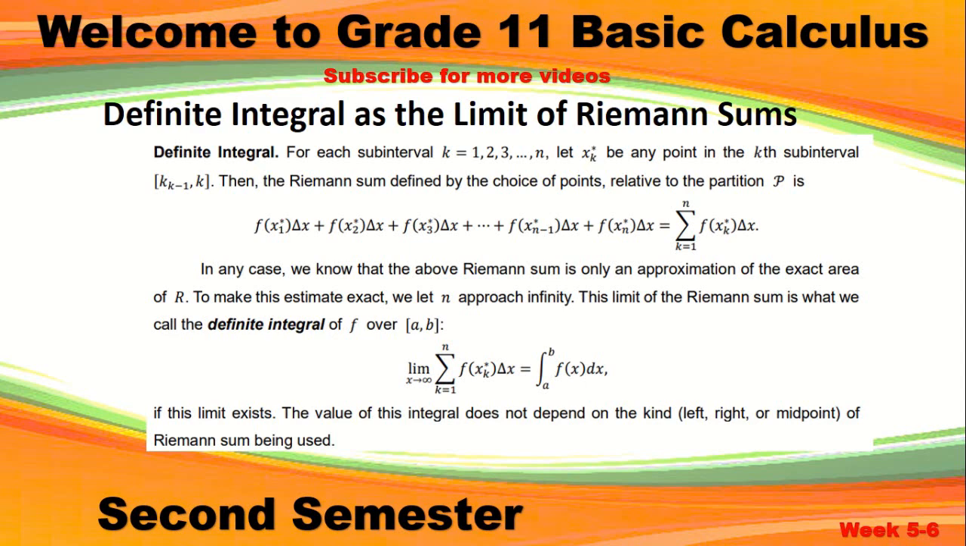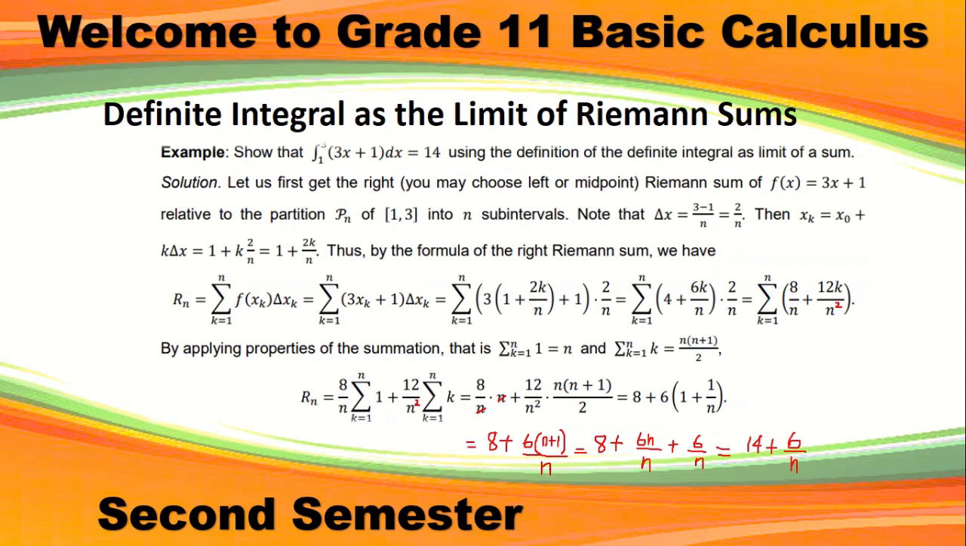This limit of the Riemann sum is what we call the definite integral of f over the closed interval AB, where A is the initial and B is the last, or the boundary. So the limit of this Riemann sum as n approaches infinity, where n is the number of rectangles, if this limit exists, the value of this integral does not depend on whether the left, right, or midpoint Riemann sum is being used. They have the same result.